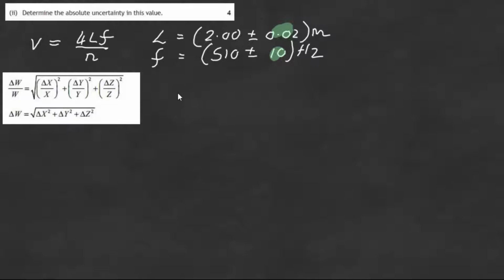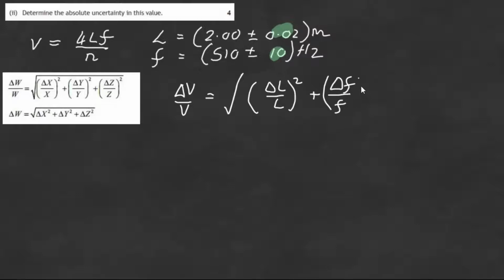Instead of delta W over W, we can say delta V over V is equal to the square root of the first bracket, which will in fact be delta L over L, and remember to square that, plus delta F, which is the absolute uncertainty in the frequency, divided by the frequency, and we have to square that. Remember, we're taking the square root of everything from that.